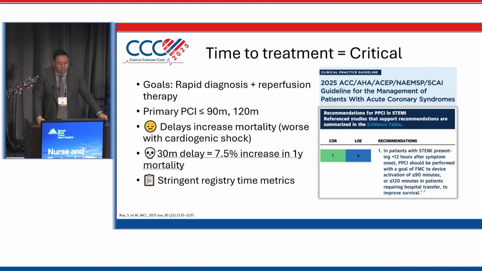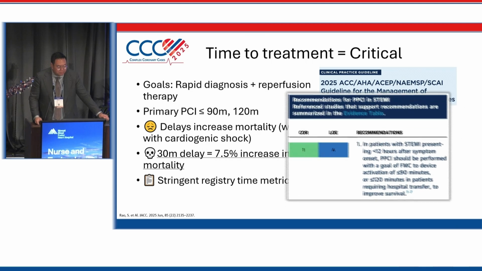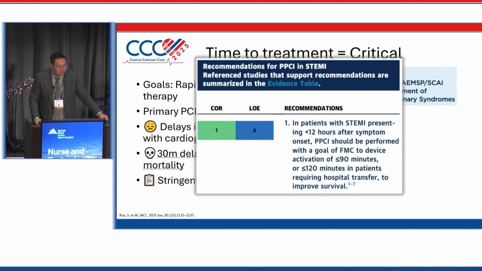They increase mortality, and it's particularly worse with cardiogenic shock. And just to put a figure on it, the most recent 2025 ACC-AHA guideline quoted that mortality at 1 year increases by 7.5% with a 30-minute delay, which is a lot. Because of this, we have really stringent registry time metrics with AHA and also ACC. Looking at these clinical practice guidelines that came out just earlier this year, and actually were printed on Tuesday, it was a class 1 recommendation to bring the patients to the cath lab for primary PCI, with the goal of doing it within less than 90 minutes to improve survival. That's how seriously we're taking this.